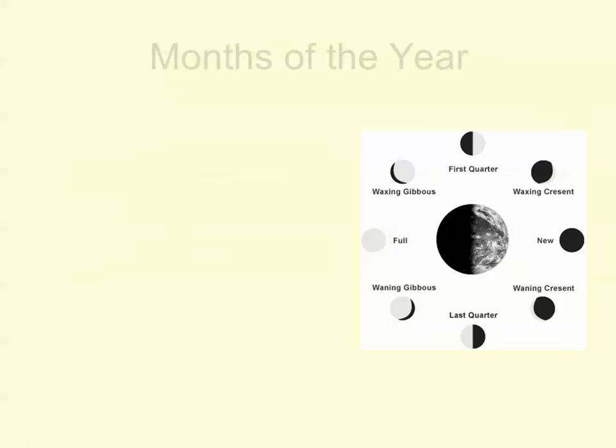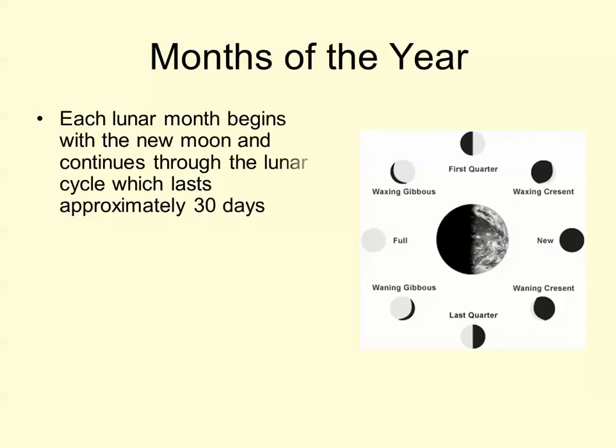Okay, so I'm going to start from the beginning and talk a little bit about what a lunar calendar is. You may already be familiar with the lunar calendar, but I'm not going to assume that prior knowledge. Each lunar month begins with the new moon and continues through the lunar cycle, which lasts approximately 30 days. So the lunar month is tied to the lunar cycle. The lunar cycle is how long it takes the moon to go around the Earth.